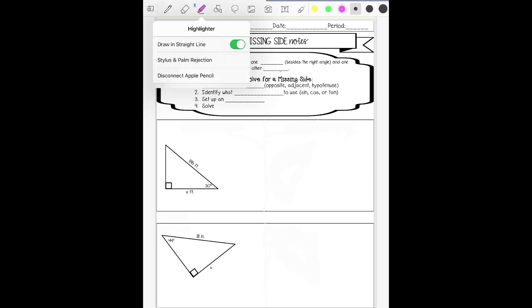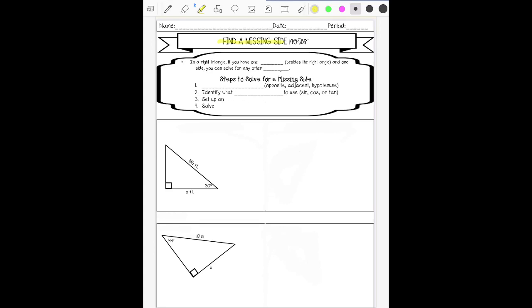Now, this lesson 2 is going to be focused on finding a missing side. We can use these trig ratios we've been working with to find the missing side in a triangle. So just follow along. I'm going to be working with this little box here. It says, in a right triangle, if you have one angle besides the right angle and one side, you can solve for any other side.